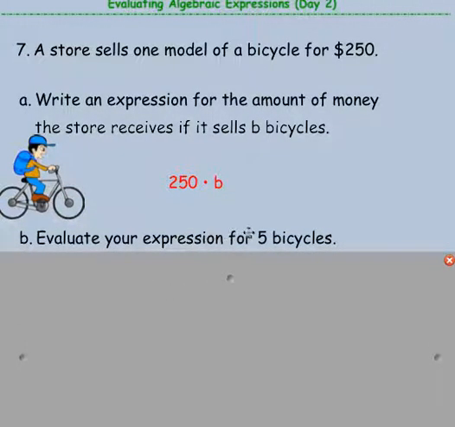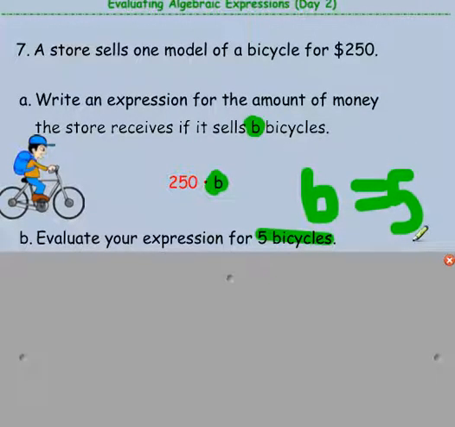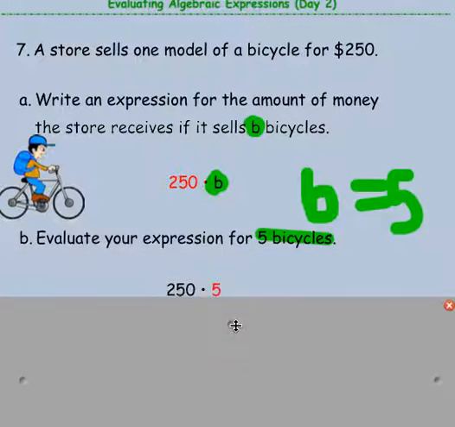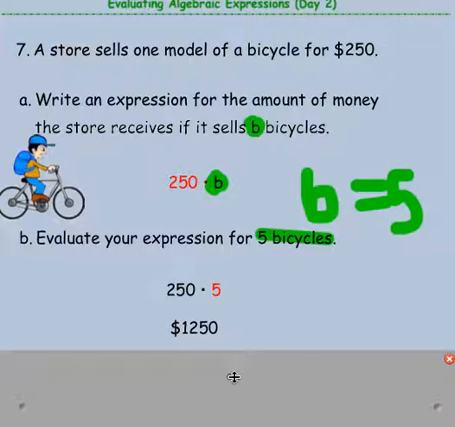So evaluate your expression for 5 bicycles. Now, they told us to use B in our expression. And here they're telling us how many bicycles we have. That is our B. So B equals 5. So I'm going to take that and plug it into my expression, 250 times B, which would be 250 times 5, which would give us an answer of $1,250. Make sure you include your units, it's very important here.